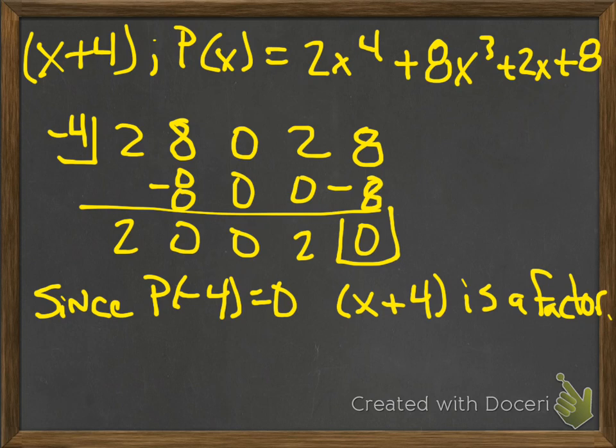So that covers the factor theorem. All you have to do is divide evenly, or use synthetic division and see if you end up with a remainder of 0.